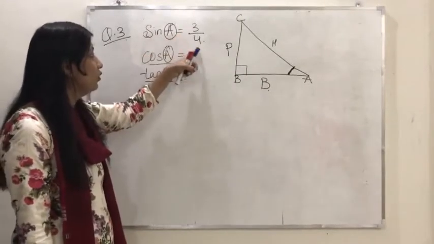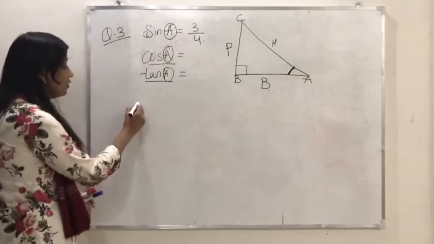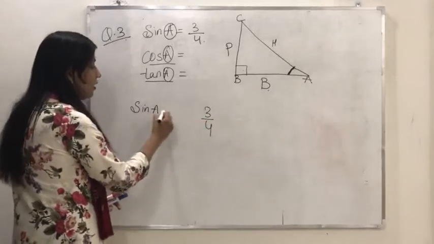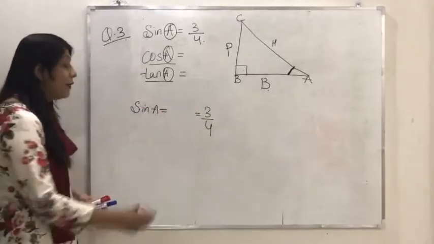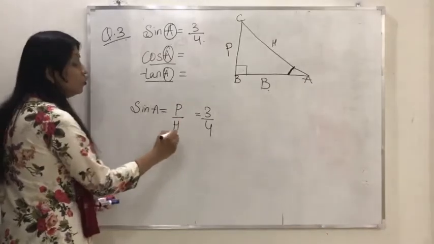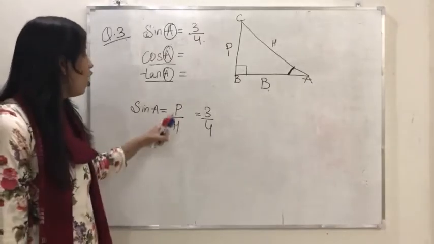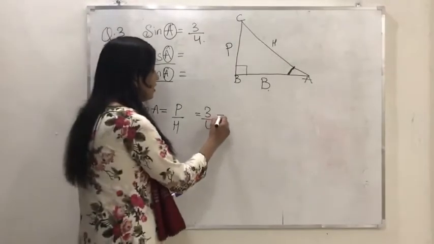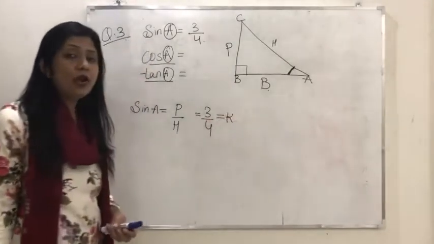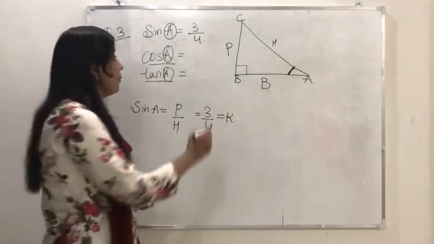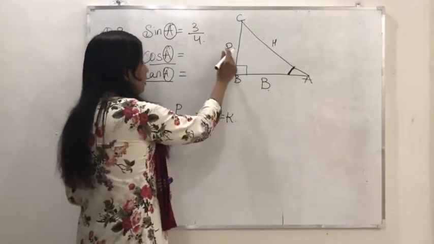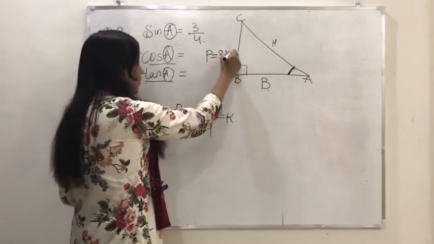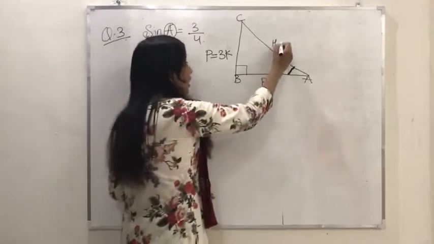So here what is given to me? Sin A is equal to 3/4. What is sin A? Sin A is perpendicular upon hypotenuse. So it is given that the ratio of perpendicular and hypotenuse is 3/4. Suppose I say that the ratio is equal to K. So I can say that my perpendicular is 3K and my hypotenuse will be 4K.